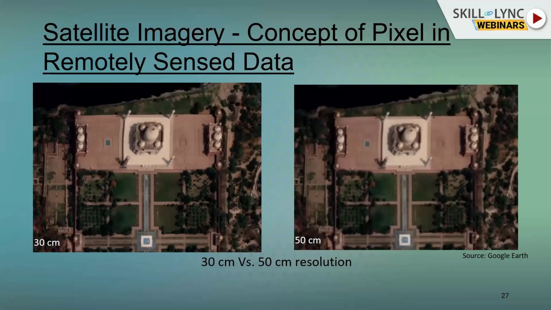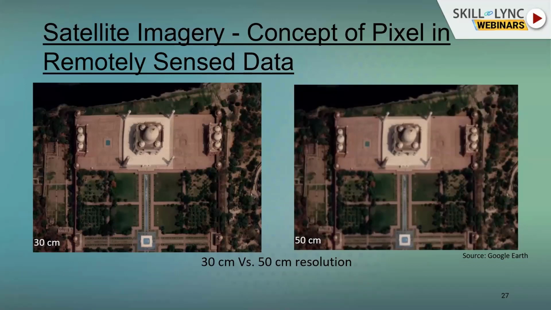So what are you seeing in this? Can anyone answer? What are you seeing in this image? Right, Taj Mahal, right? So on your left hand side of the screen, this is 30 centimeter data.